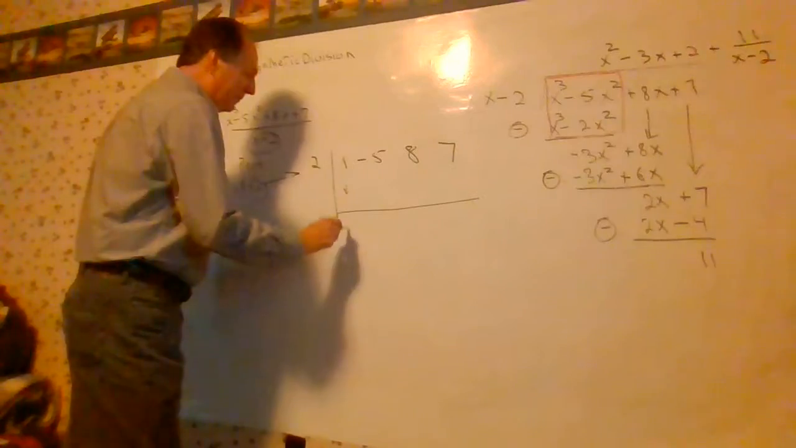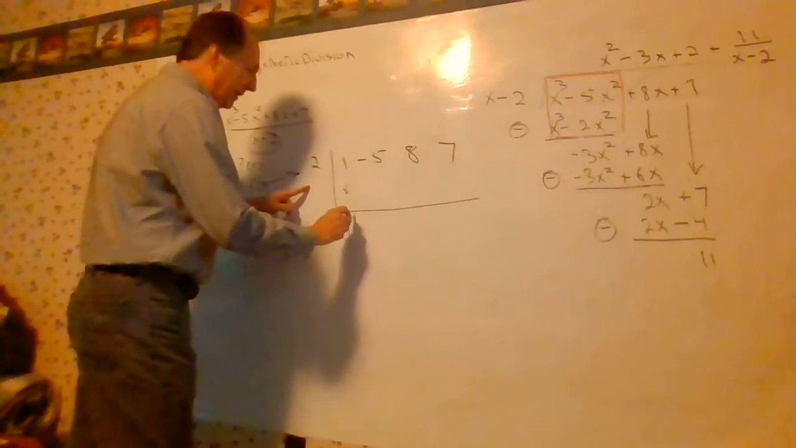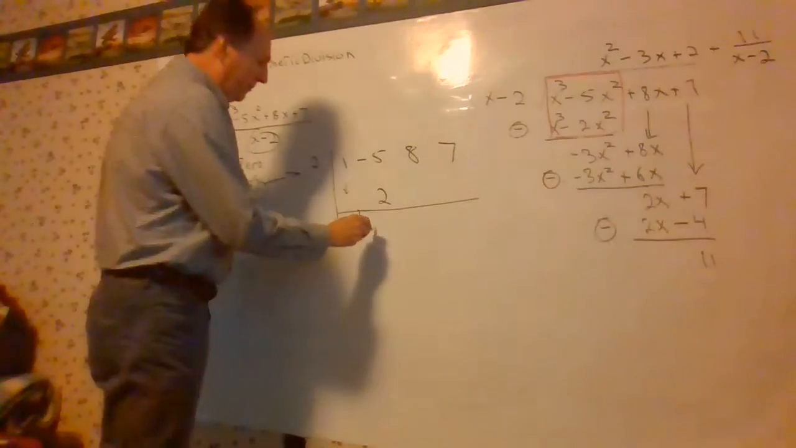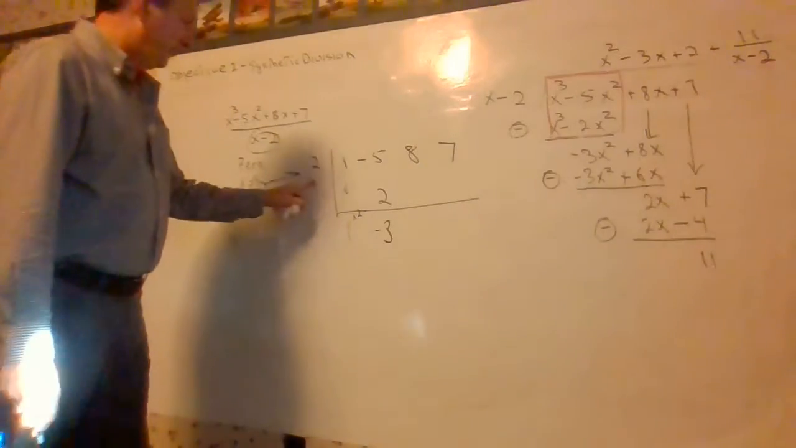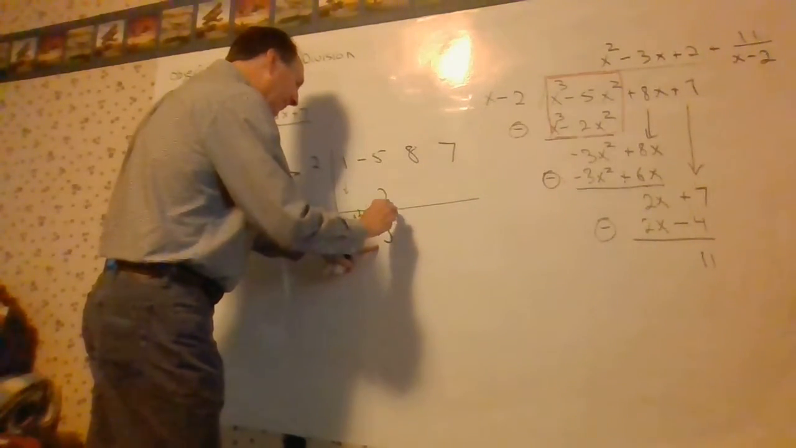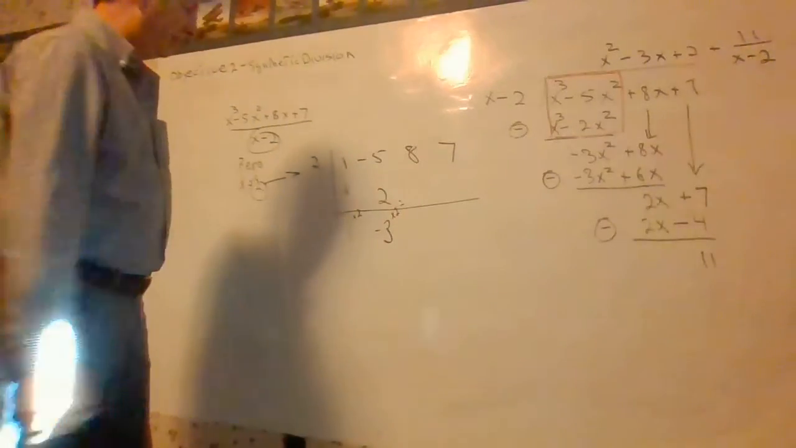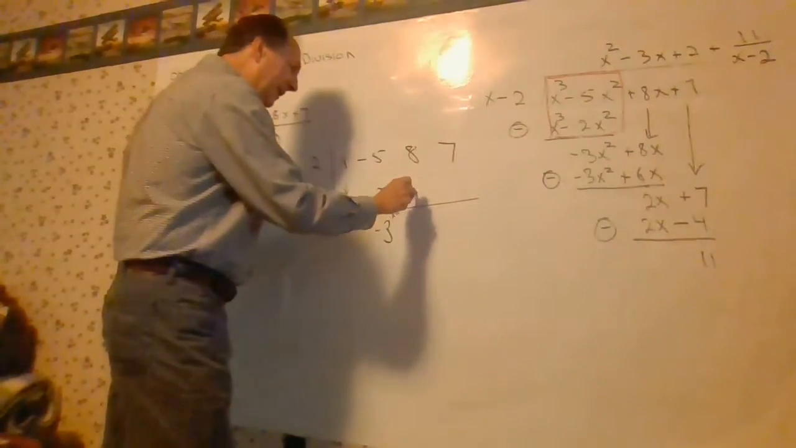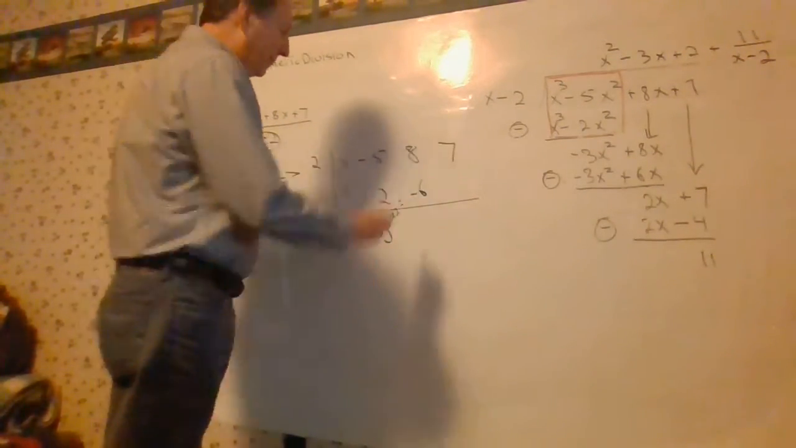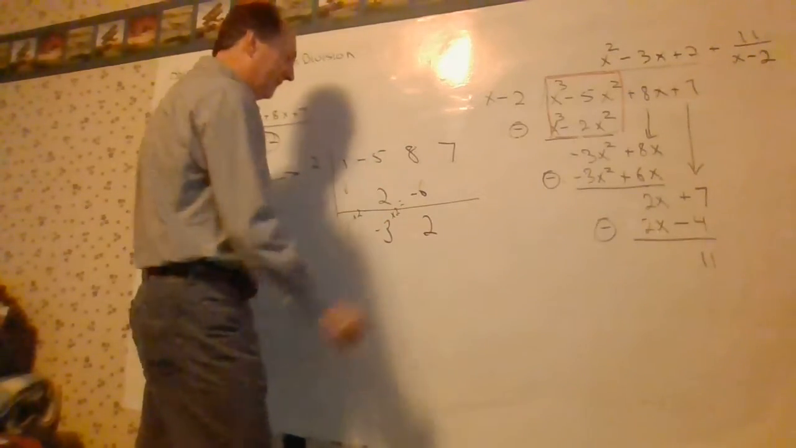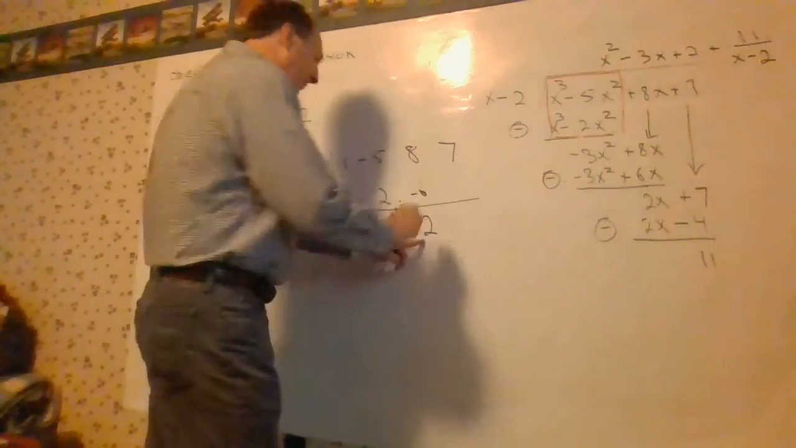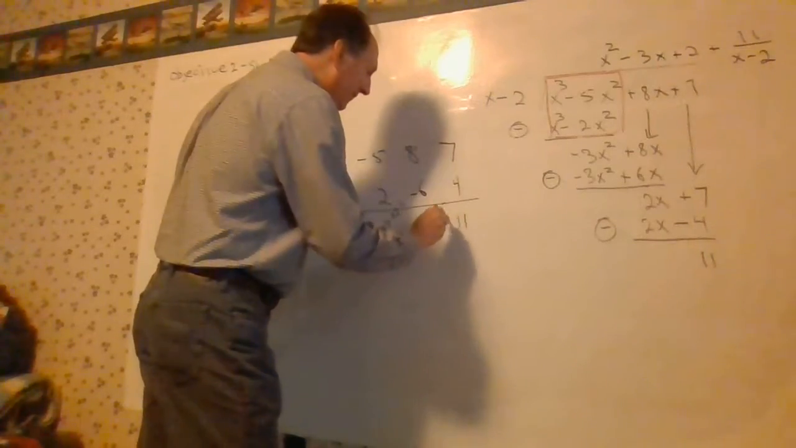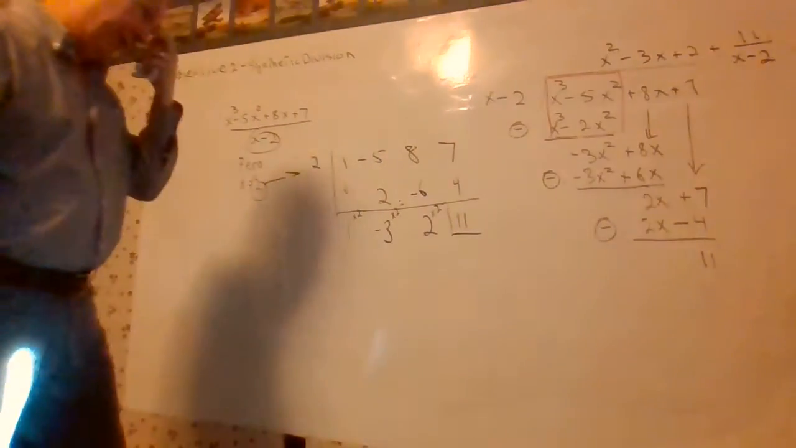And then we bring the 1 down. And then we do 2 times 1. I'll just write times 2 here. And we get 2. Negative 5 plus 2 is negative 3. 2 times negative 3. I'll just write a little times 2 here. Normally you can leave that times 2 out, but I'm putting it here so you can visually understand what I'm doing. Negative 3 times 2 is negative 6. Positive 8 minus 6 is 2. And multiply times 2 equals 4. 7 plus 4 is 11. And you put a box here because that's the remainder term.